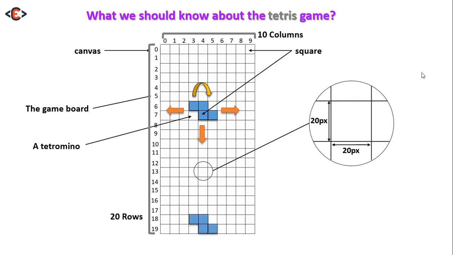Now when it reaches the bottom, we have to lock this Tetromino to the board and then call for a random Tetromino again. These are called walls in Tetris. We have a left and a right wall.